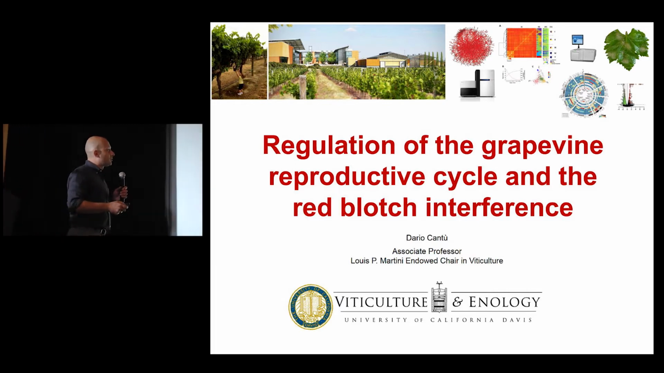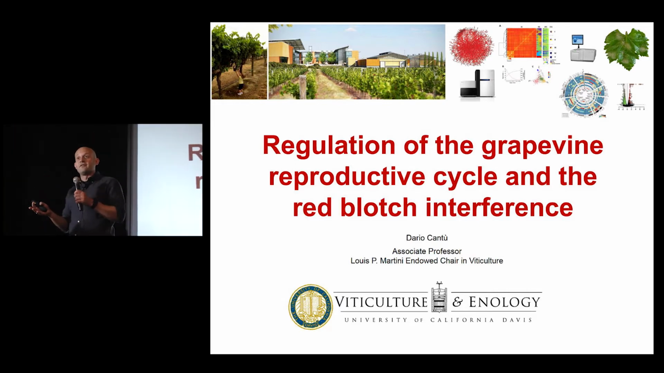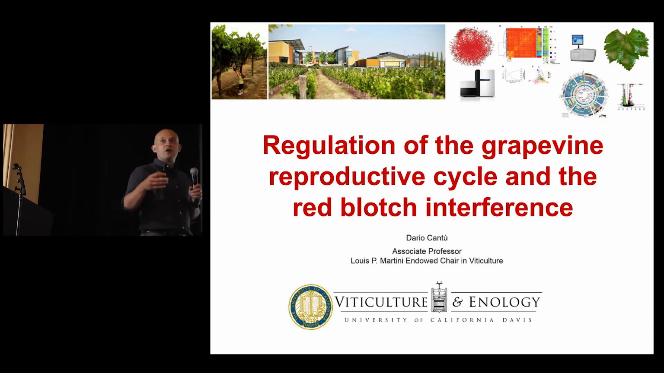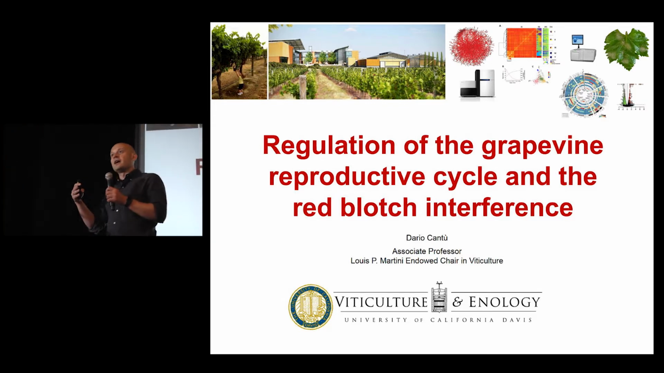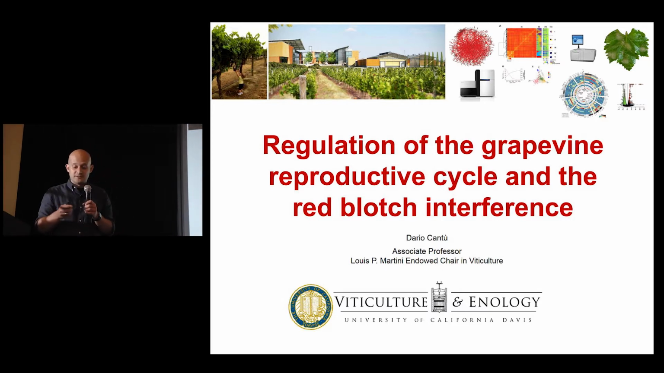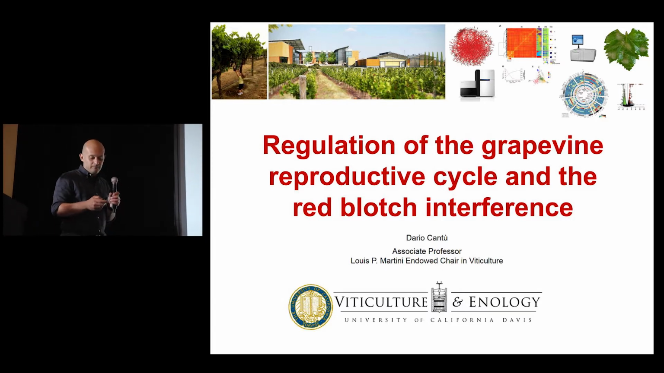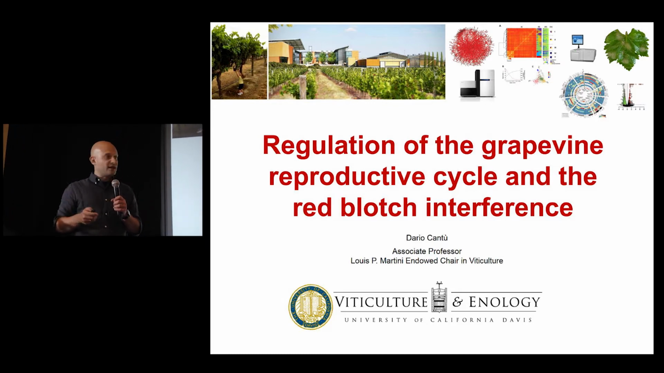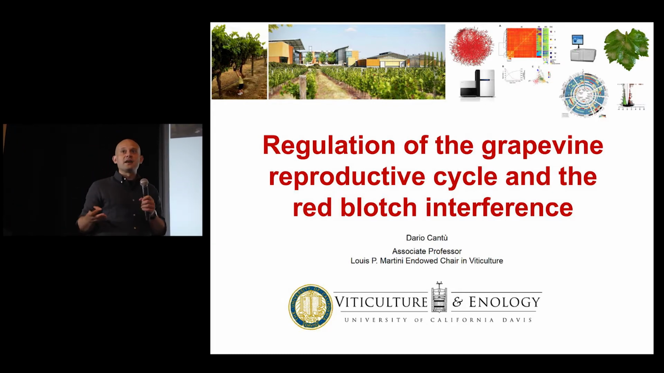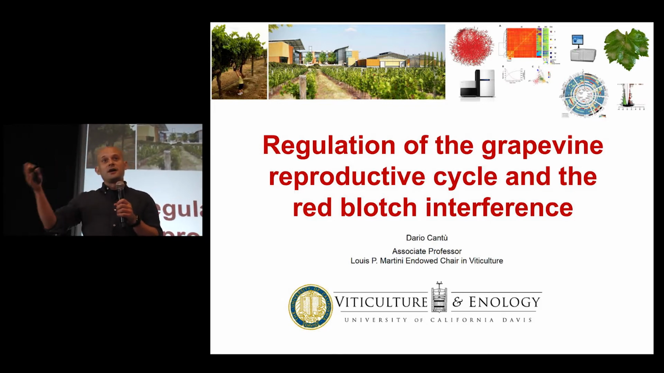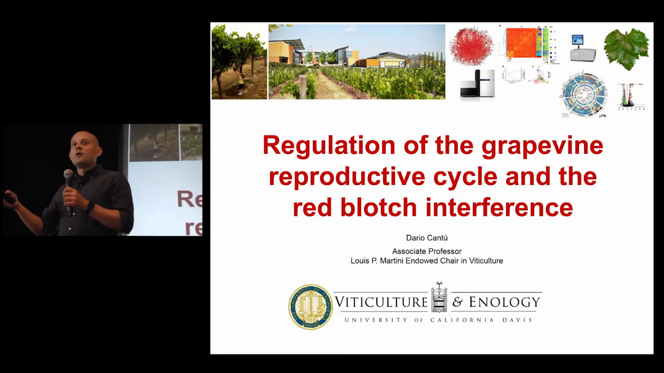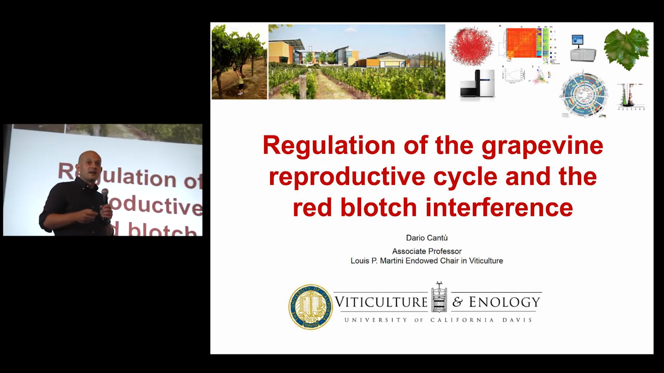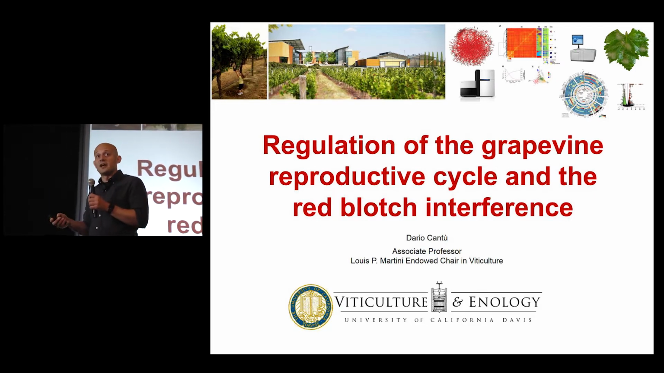I would like today to go through the reproductive cycle of grapevine. So we start very early. We're going to start from the differentiation of the inflorescences, and we'll end up with the ripening process. And at the end of my talk, I have just slides for a 5-minute discussion on what we think are the processes during development and ripening that red blotch interferes with, resulting in the changes in berry composition at harvest due to the virus.